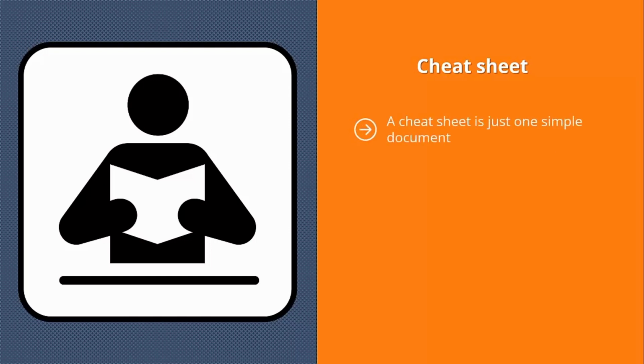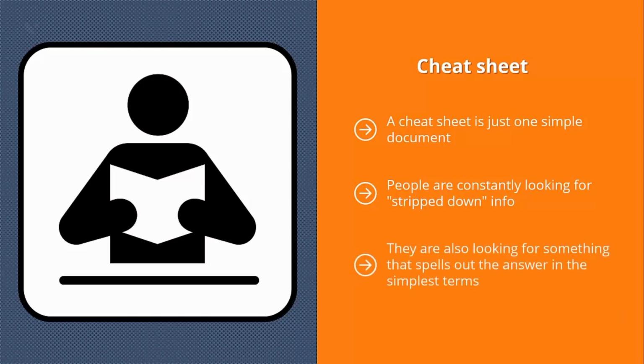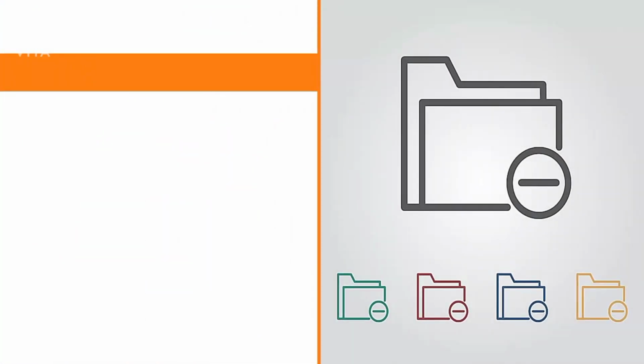Cheat sheet. A cheat sheet is just one simple document. It may be a one-page item, or it can run several pages. Whatever form it takes, it is topic-based. A cheat sheet just focuses on one specific topic and breaks it down. Cheat sheets are very popular because they tend to highlight easy-to-know or easy-to-overlook information. People are constantly looking for stripped-down info. They don't have time. They just want to scan something that would give them the right answers as quickly as possible. They are also looking for something that spells out the answer in the simplest terms. It's easy to see the value of cheat sheets. It's no surprise that this form of mailing list incentive is quite popular.